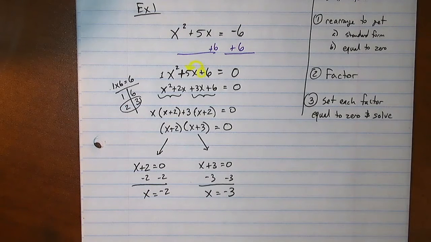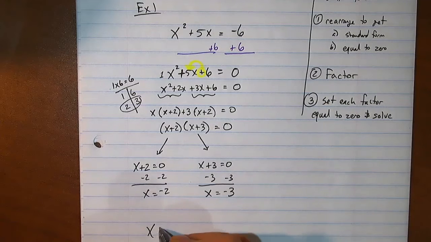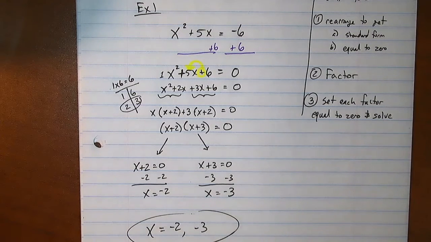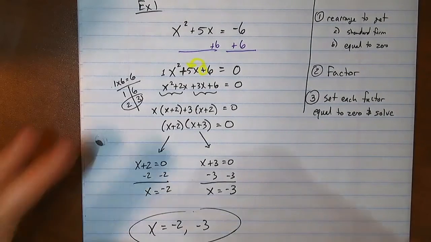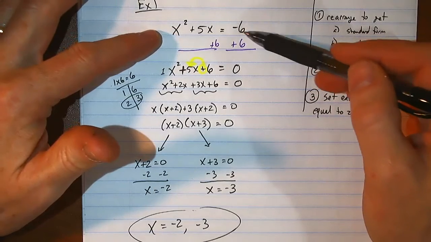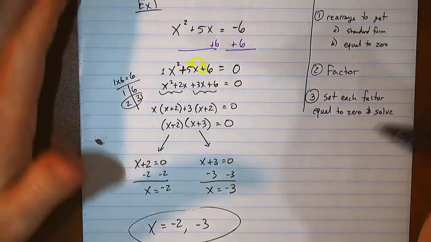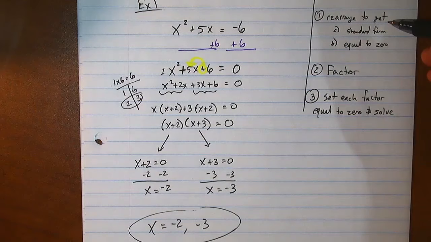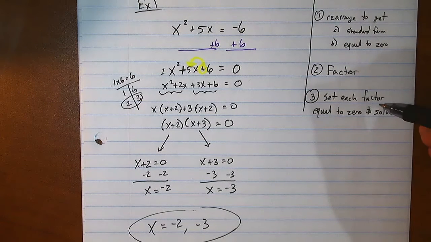Now, I've got two answers. I don't know for sure which is the final right answer, so I write both of them down. For this particular problem, my solutions are x equals -2 or x equals -3. Those are my solutions, and that would be it for this problem. Of course, I can always check both of these answers by plugging them back in to make sure that they work and that I do actually get -6 for the answer. Okay, so this is our basic idea: rearrange to get standard form equal to 0, and then factor, and then set each factor equal to 0 and solve them individually.